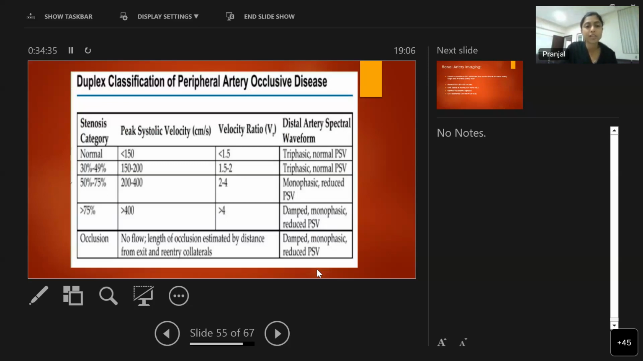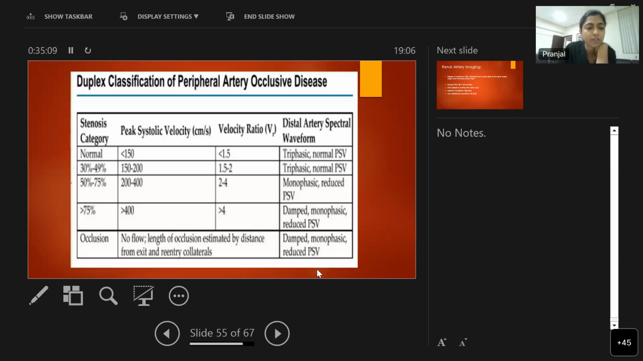Duplex classification of a peripheral arterial occlusive disease, same as what I had shown before. Normally, the peak systolic velocity should be less than 150 with a velocity ratio less than 1.5 and a triphasic waveform. In a 30 to 49% stenosis, the PSV becomes 150 to 200 and the velocity ratio is 1.5 to 2. 50 to 75% stenosis gives a peak systolic velocity of 200 to 400 centimeter per second, and a velocity ratio between 2 to 4.